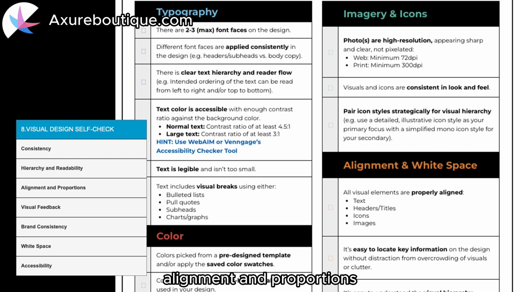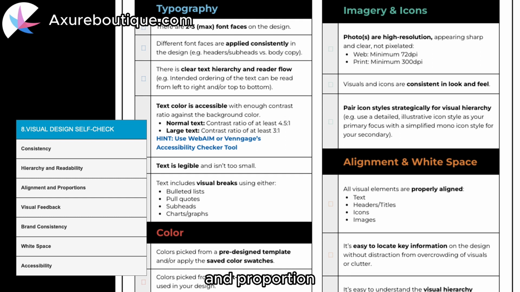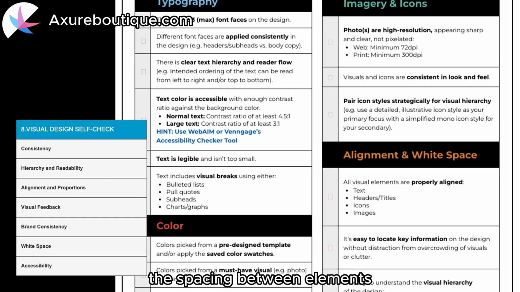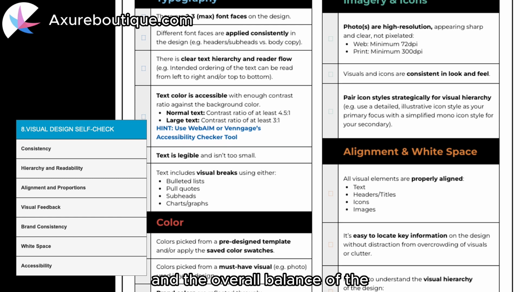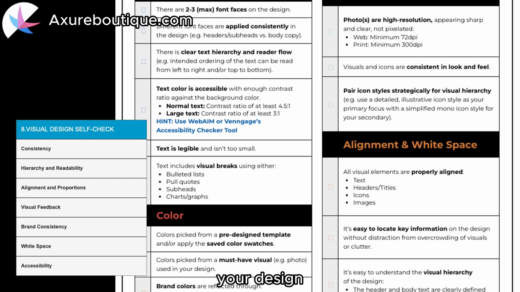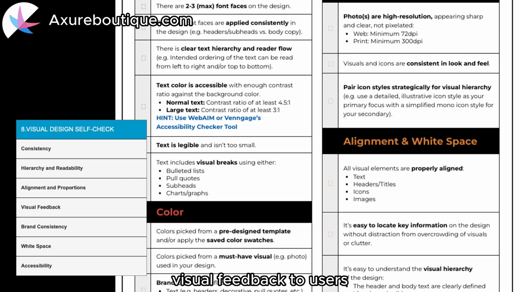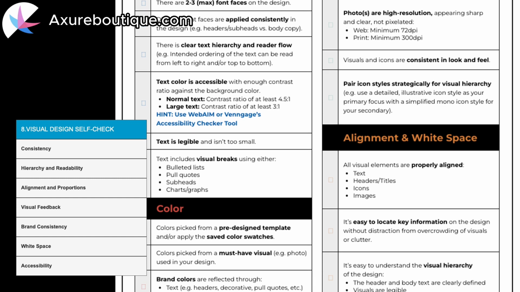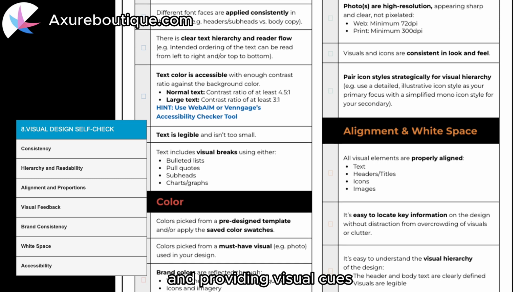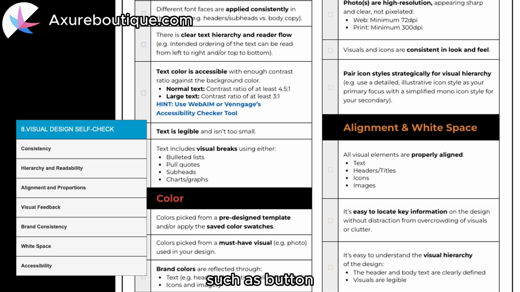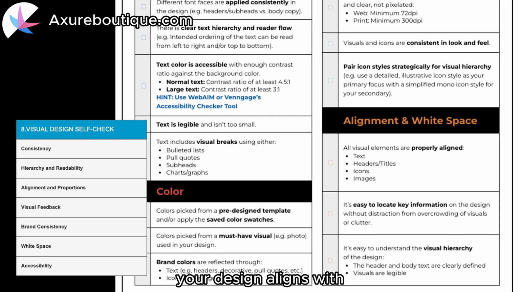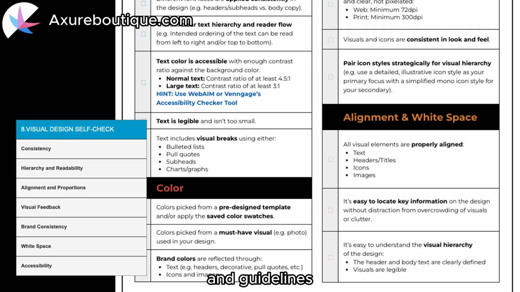Alignment and proportions. Check if elements are properly aligned and proportioned within your design. Pay attention to the spacing between elements, the alignment of text and images, and the overall balance of the composition. Visual feedback. Verify that your design provides clear visual feedback to users when they interact with different elements. This includes highlighting selected items, indicating hover states, and providing visual cues for actions such as button clicks or form submissions. Brand consistency. Ensure that your design aligns with your brand identity and guidelines.